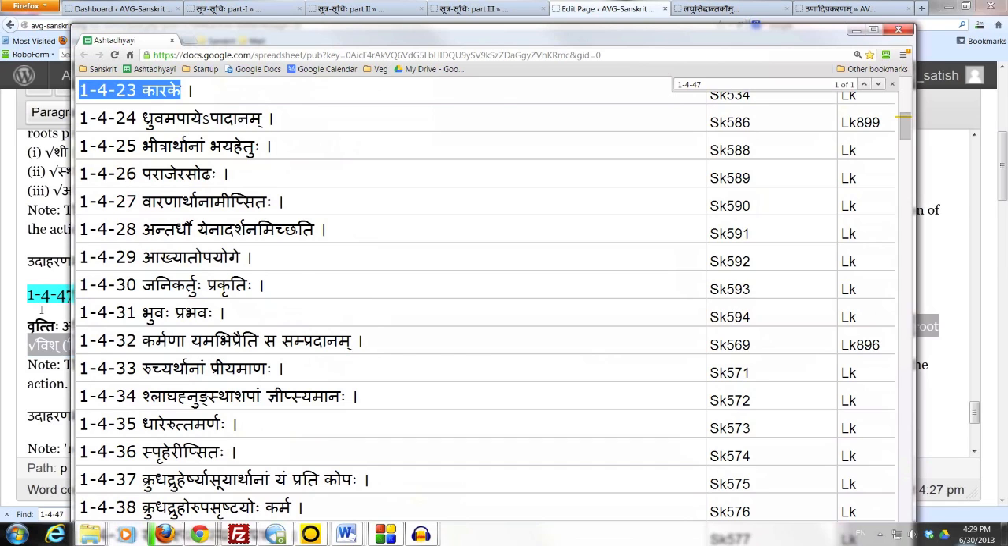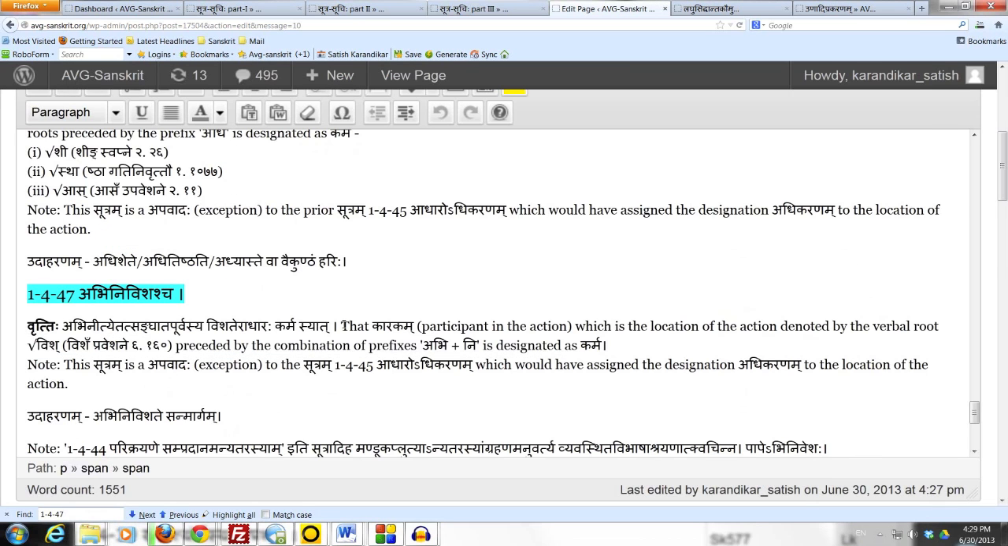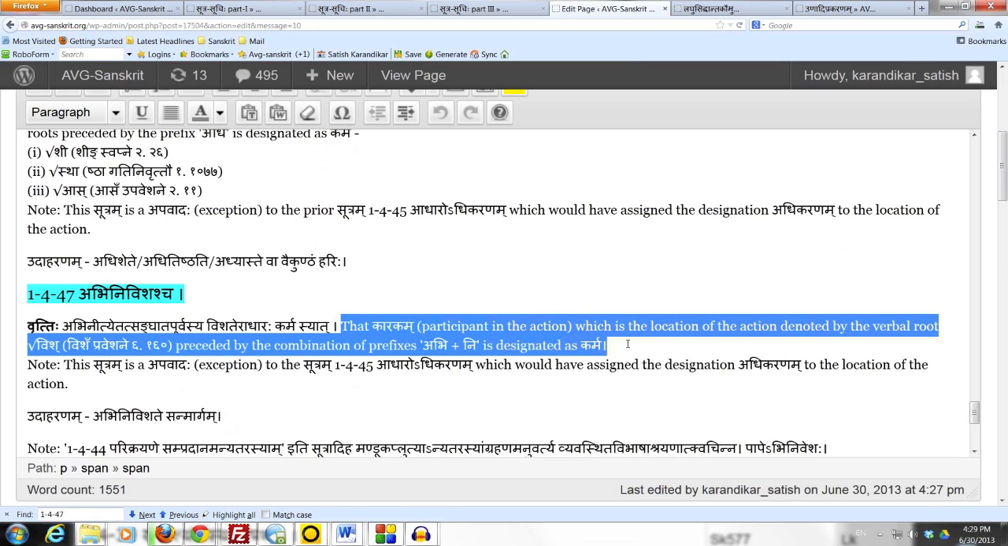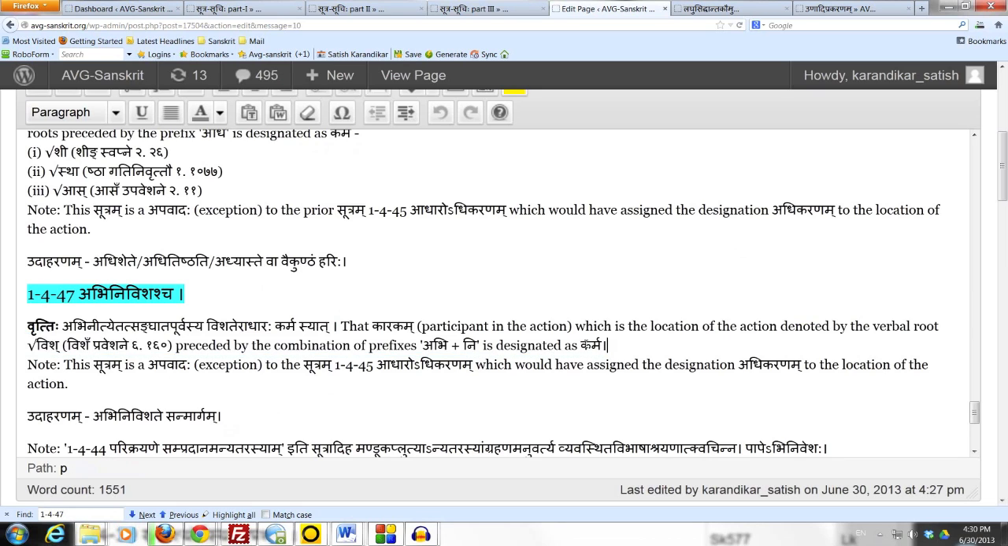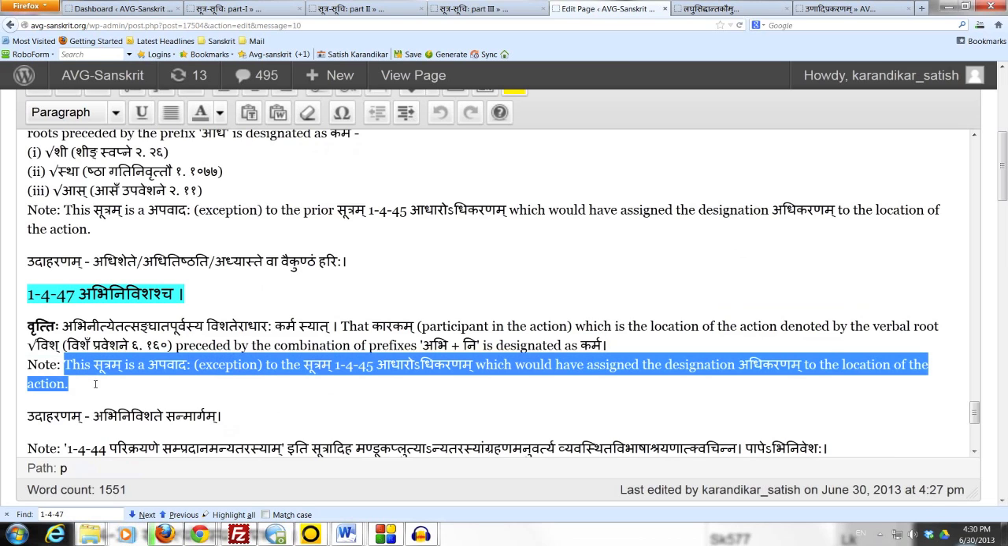So that karakam, which is the location of the action, denoted by the verbal root vish, which is visha praveshane from the tudadiganaha, along with the combination of prefixes abhi plus ni. Both have to be present. So basically it has to be abhi ni vish. Then that karakam is designated as karma. Just as in the case of the prior sutram 1446, here also in 1447, this sutram is the apavada, exception, to the sutram 1445, adharodhikaranam, which would have assigned the designation adhikaranam to the location of the action.